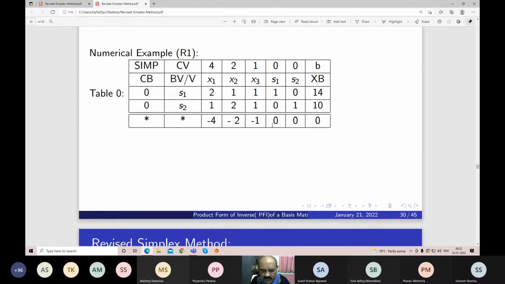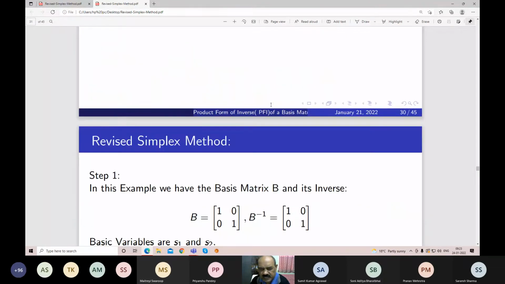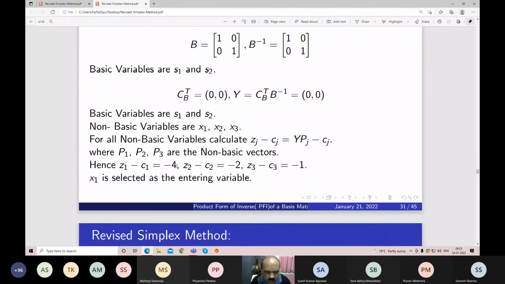Below the basic variables we have 0, 0; we don't calculate them because they would be 0 anyway: 0, 0 with 1, 0 is 0, 0 with 0, 1 is 0, and 0, 0 with 14, 10 is 0. So we have minus 4, minus 2, minus 1. Among the three elements, minus 4 is the most negative, so x1 is selected as the entering variable.